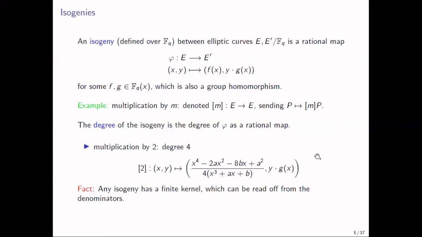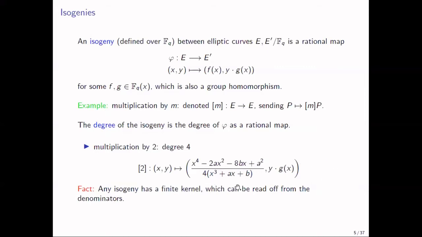And isogenies, because they're rational maps, have some degree. Here we have an example of multiplication by 2. It's a degree 4 map because this expression is a degree 4 expression, so a degree 4 rational function. This is the multiplication by 2 on any elliptic curve, so it depends on the coefficients a and b of the elliptic curve.